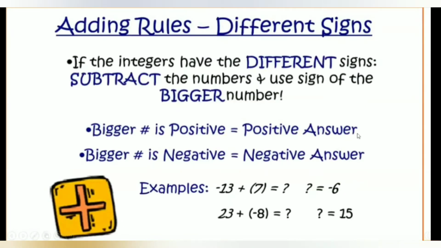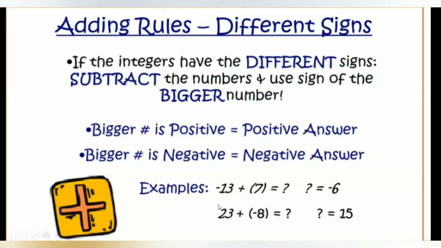All right, how about if the signs are different? If the integers have different signs, subtract the numbers and use the sign of the bigger number. So first take a look at the numbers. Get their absolute values, subtract the two numbers, and then get the sign of the bigger number. So if the bigger number is positive, then your answer is positive. If the bigger number is negative, then your answer will be negative.